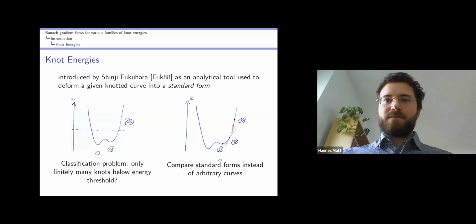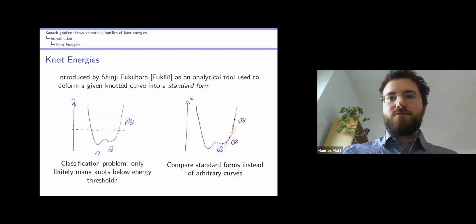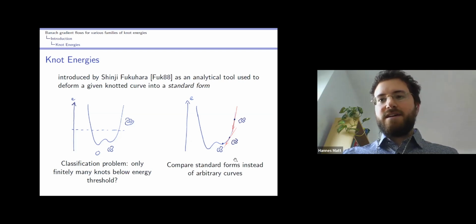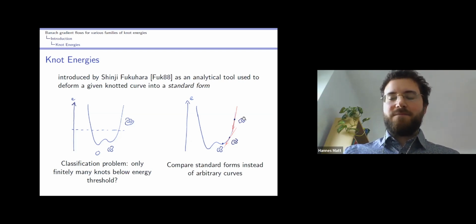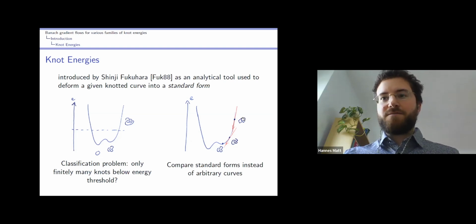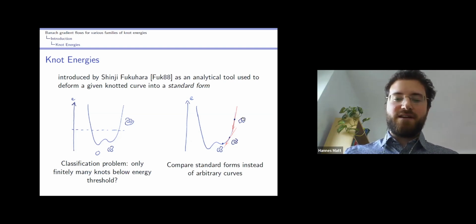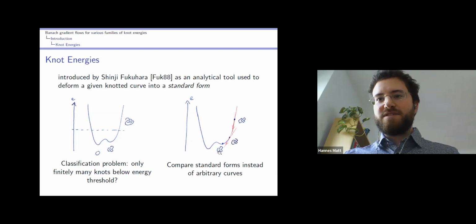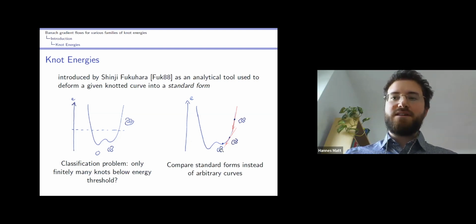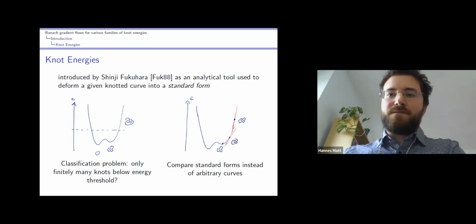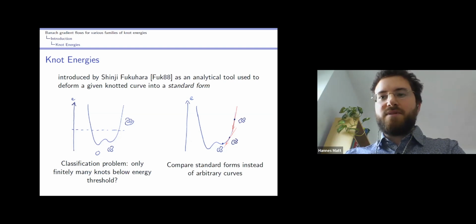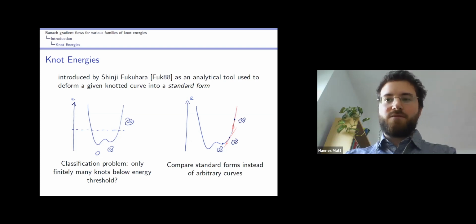So when trying to compare knots, if we could manage to find a gradient flow for every knotted curve and know that this gradient flow in fact converges to the standard form, then we wouldn't need to compare curves, but could directly compare the standard forms of these curves.